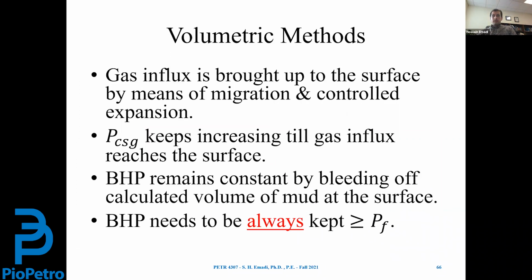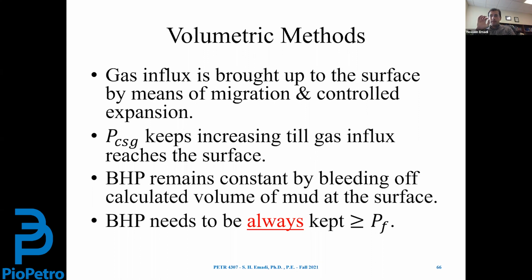So basically, the gas influx is brought up to the surface by means of migration and controlled expansion. Casing pressure keeps increasing, similar to the driller's method, first circulation. Casing pressure keeps increasing, but instead of a continuous increase, you see increase, remaining constant, increase, remaining constant, increase, remaining constant. And obviously, bottom hole pressure remains constant by bleeding off, calculating the volume of mud at the surface.